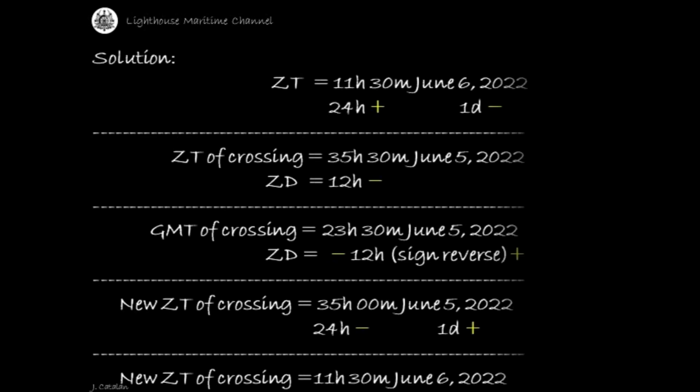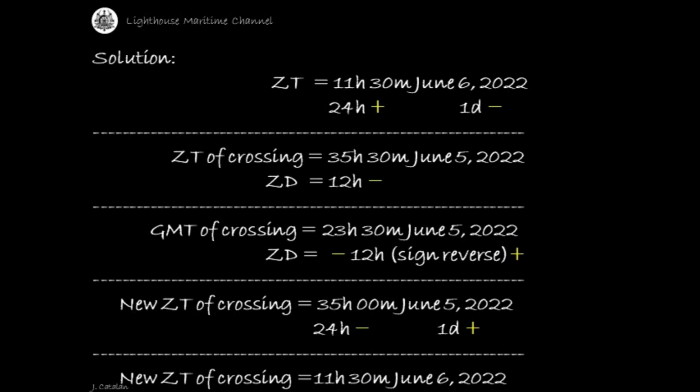Solution: ZT is equal to 11 hours 30 minutes on June 6, 2022. Added by 24 hours and subtract one day from the date. The result is the ZT of crossing, which is equal to 35 hours 30 minutes on June 5, 2022. Subtracted by the ZD, which is equal to 12 hours. The result is the GMT of crossing, which is equal to 23 hours 30 minutes on June 5, 2022.